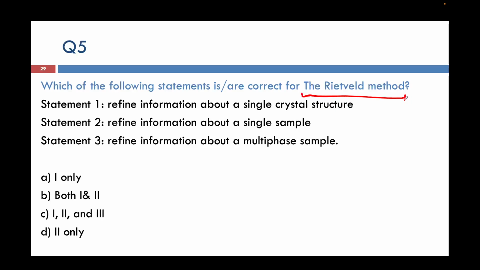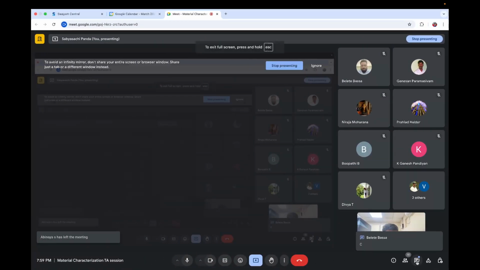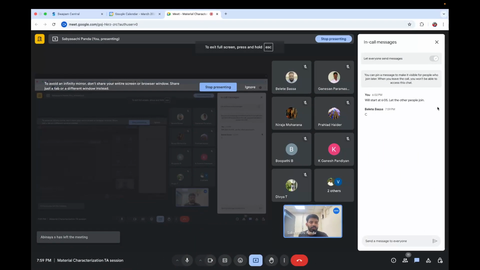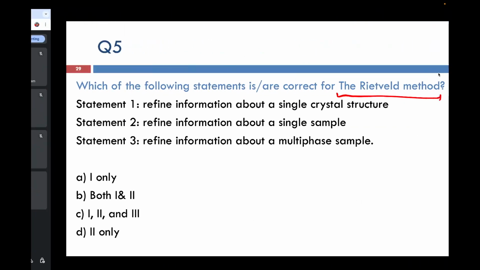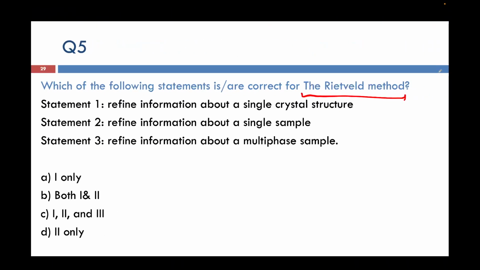Rietveld method gives... okay, someone has written something, C. Yeah, that is the correct answer. So it gives us information about a single crystal structure. It gives information about a single sample, what phases are present in the same sample, what the FWHM is, what the crystallite size is, and it also gives us information about a multi-phase sample.